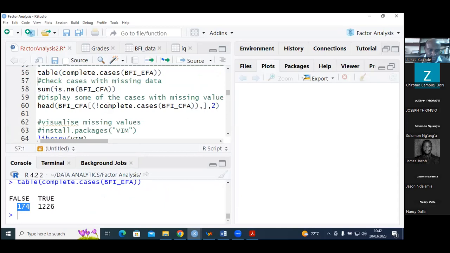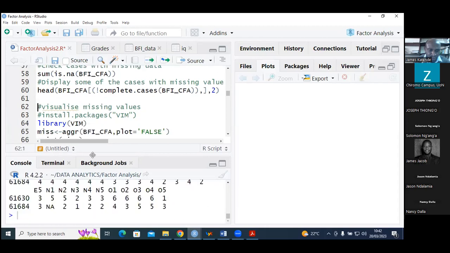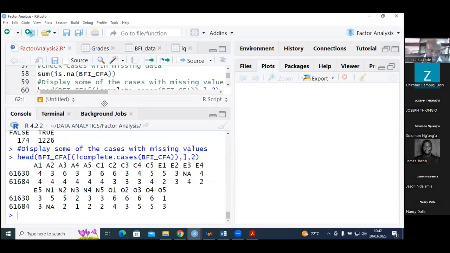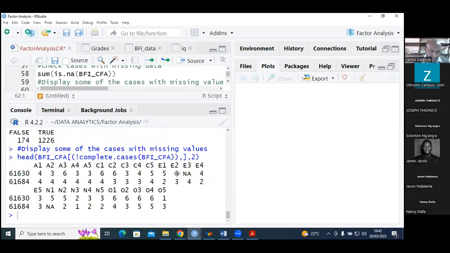We can display some of the cases with the missing values using this line number 60. So we just pick up some of the cases with missing values. We've picked only two to show. So this first one has a missing value for E3. That's the only missing value it has. This second one has a missing value for A2, and I think that's the only missing value it has. You can increase the number of cases you want to check. Instead of 2 here, you can put 5 or 4 if you want to see more than 2.